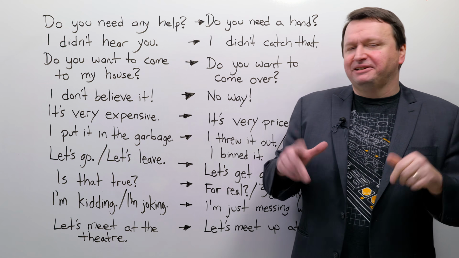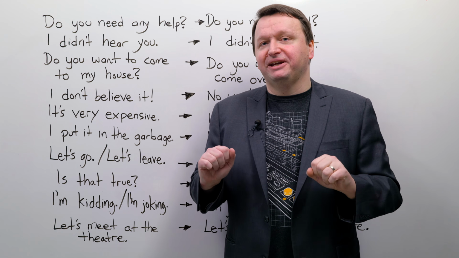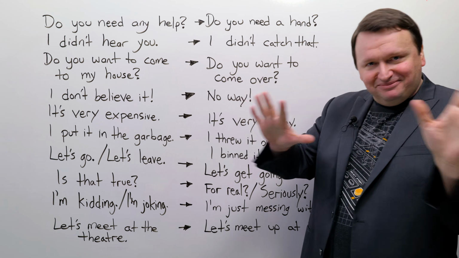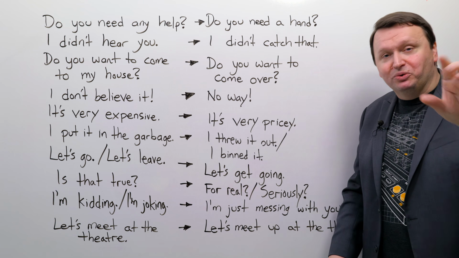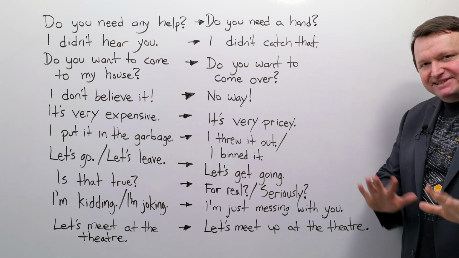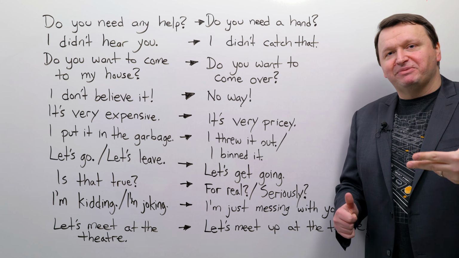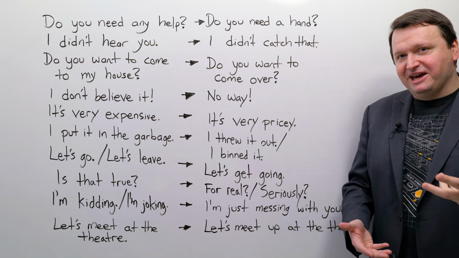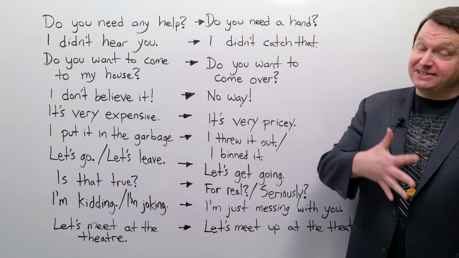I'm kidding. I'm joking. Or I'm just kidding. I'm just joking. I'm not being serious. I'm just playing, basically. Another way to say I'm just joking with you, or I'm just kidding, is I'm just messing. I'm just messing with you. So to mess with someone means to do something that is not serious in a way to try to trick them or make them think that something is the case when it is not the case.